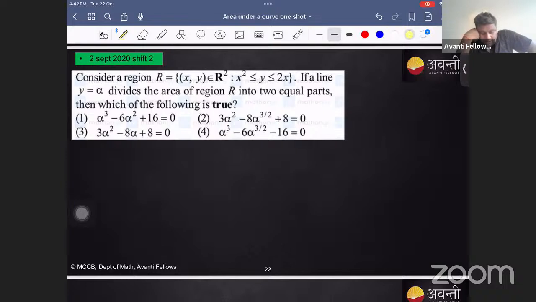Consider the region R, x square less than or equal to y less than or equal to 2x. If the line y equals alpha divides the area of region R into two equal parts, then which of the following is correct? Such a good question it is. Now there is a poll for you.